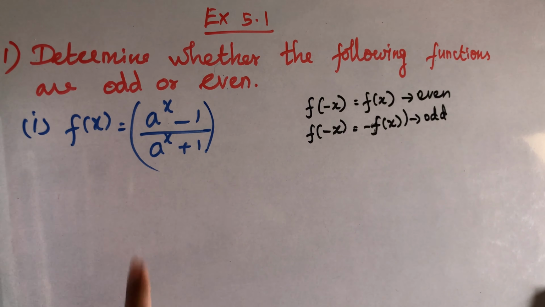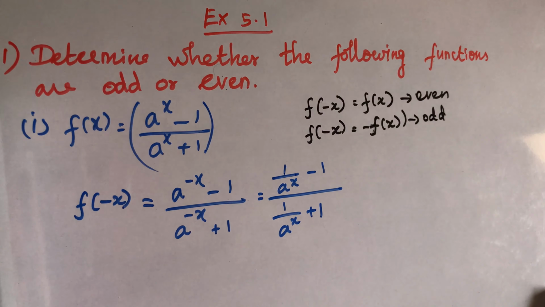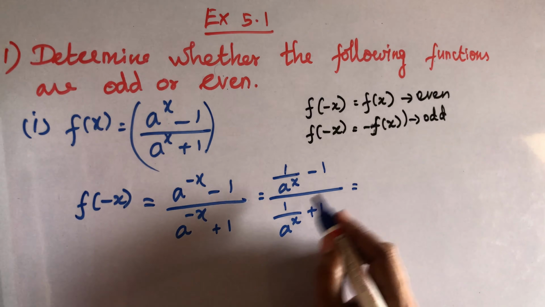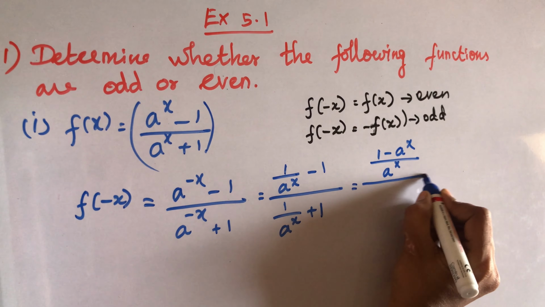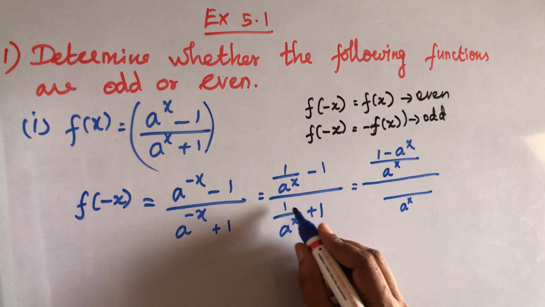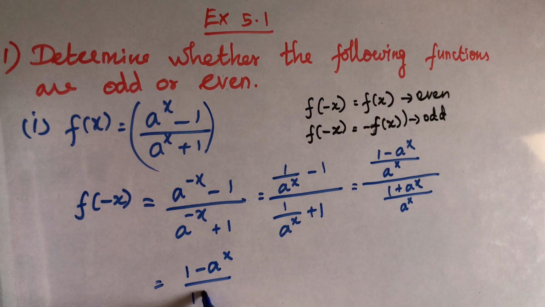Now, f of x is a power x minus 1 by a power x plus 1. So, f of minus x. I am going to substitute minus x in the place of x. A power minus x minus 1 divided by a power minus x plus 1, that is equal to 1 by a power x minus 1 divided by 1 by a power x plus 1. We can take a power x as LCM. So, a power x in the numerator, it is 1 minus a power x. Similarly, here also a power x is LCM, so 1 plus a power x. A power x in the denominator will get cancelled. So, I get 1 minus a power x divided by 1 plus a power x.